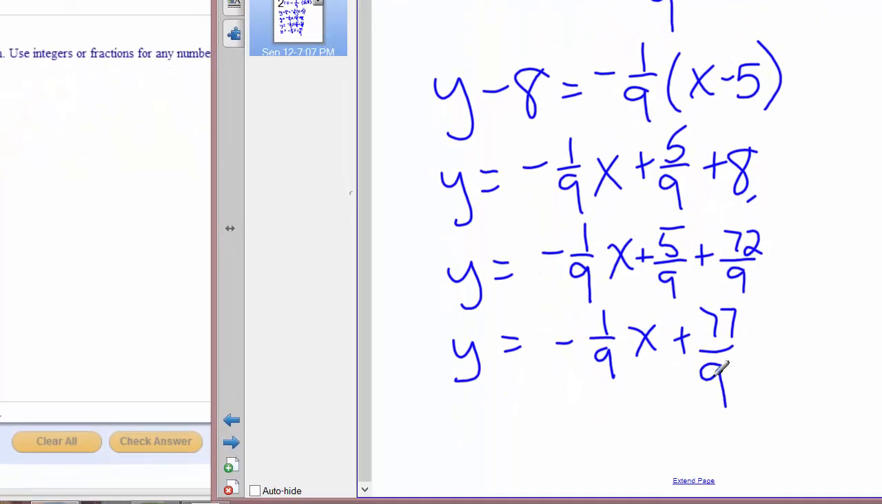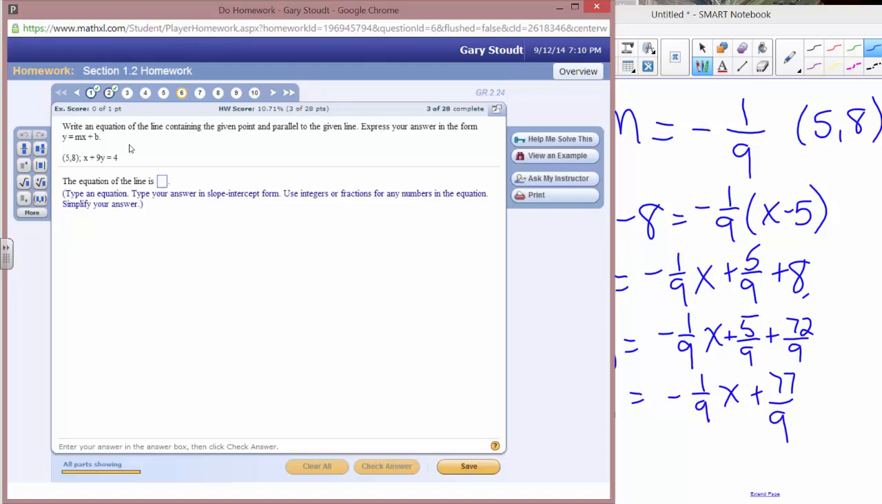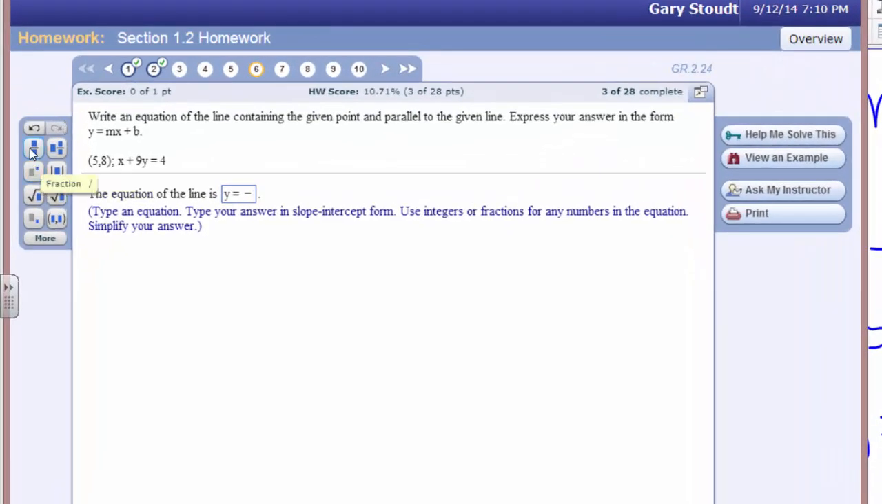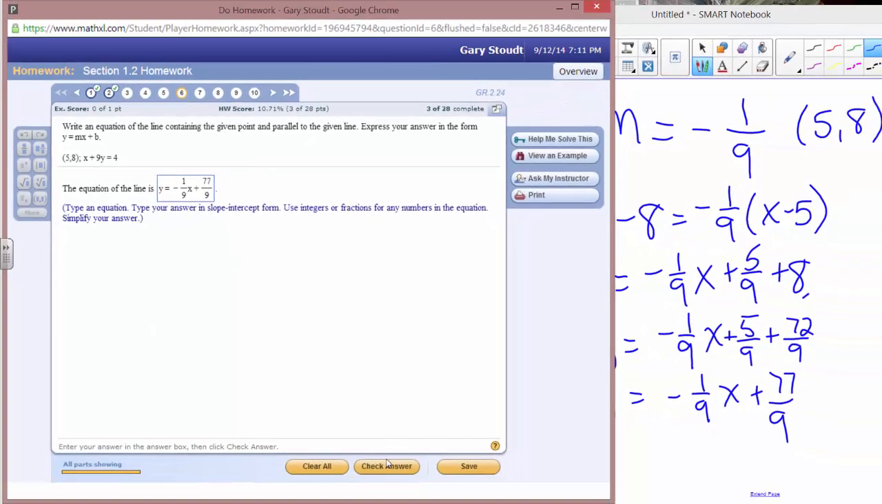So now we need to enter this in. And again, they ask in slope-intercept form, so y equals negative 1/9. I'll use the fraction palette. 1, tab to get to the denominator, 9. Use the arrow key to get out of the denominator, x, plus, and I'll use the fraction palette again, 77, tab to get to the denominator, 9. And let's check. So that is that problem.